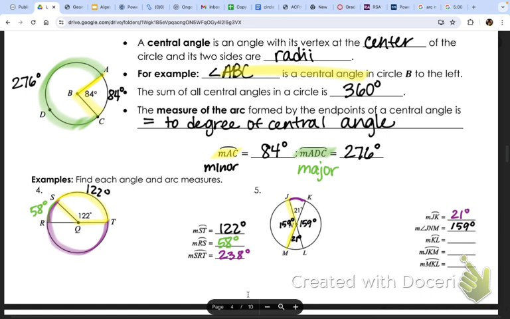It says measure of arc KL, but that doesn't really matter, because if you know the central angle, you know the arc measure. So KL, what is it? 159. JKM is talking about a major arc. I know that because it has 3 letters. So J, K, M, all the way around. Add them up, or you could do 360 minus 159. Figure that out real quick.